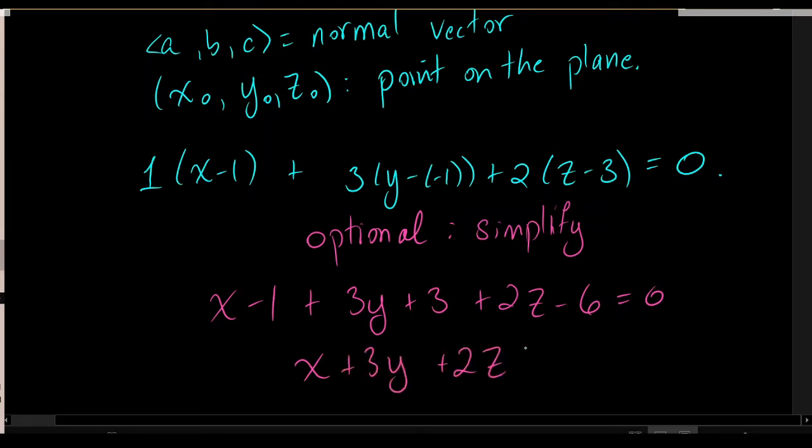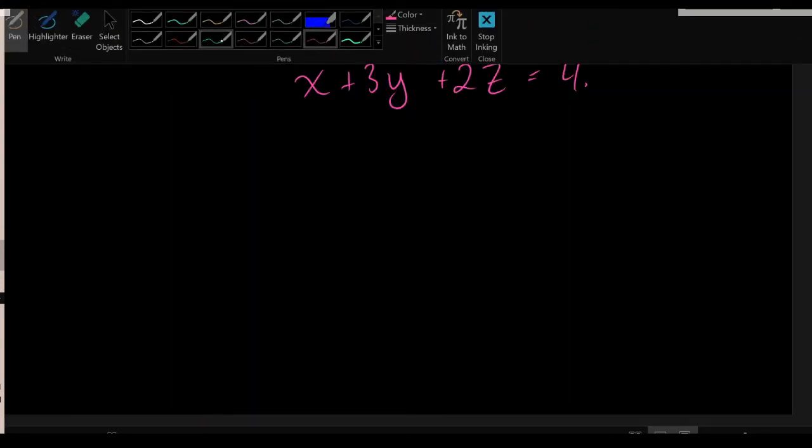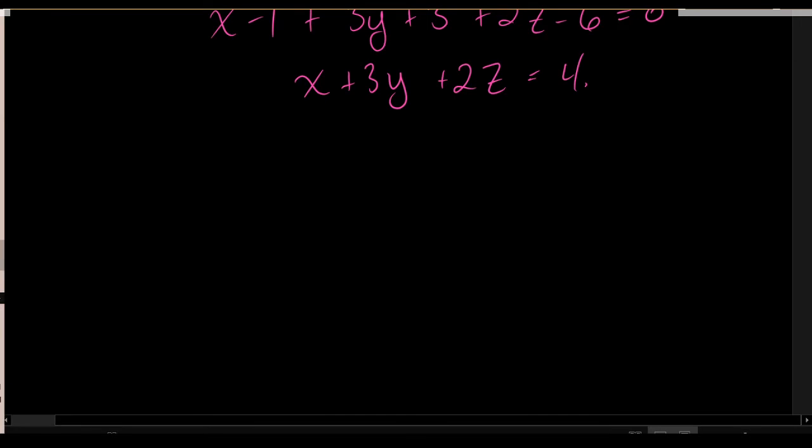We can gather all of the variables on one side, all of the constants on the other. So 6 take away 3 plus 1 is 4. This would be another expression of the equation satisfied by all the points x, y, z on the graph of the plane. Now here is a general principle that I want you guys to keep in mind as you're working through the problems in this section.